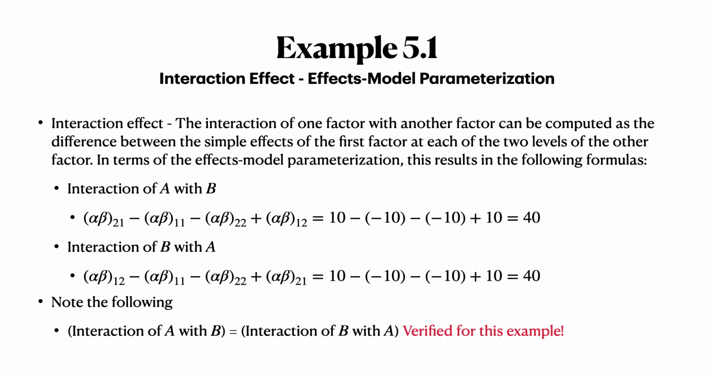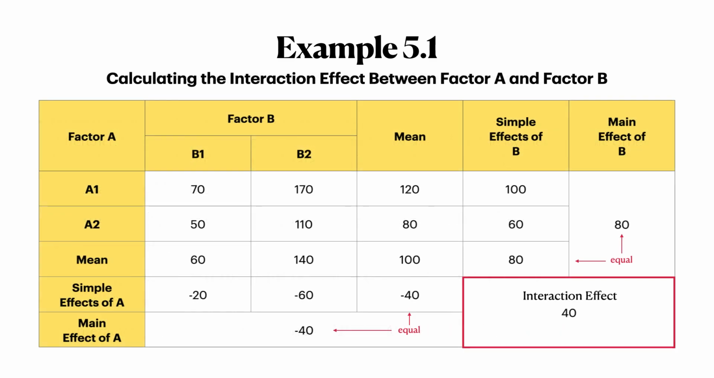And so again, using these two expressions, we have verified numerically in this example that the interaction of A with B is the same as the interaction of B with A. And so the interaction of A and B, or the interaction of A with B, we could also call it the interaction between factors A and B, in this particular situation is equal to 40.